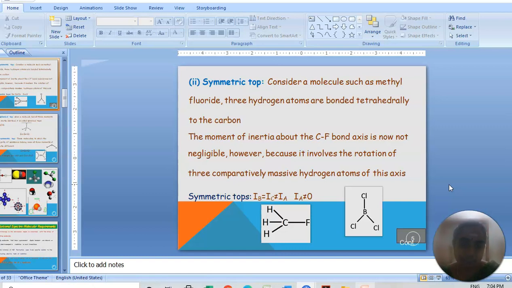Now the next type of molecule is the spherical top. What about its structure? The best example for a spherical top is tetrahedral molecules, such as methane.